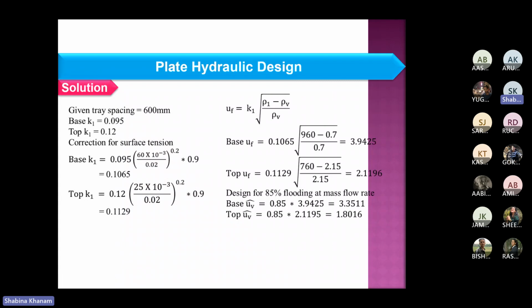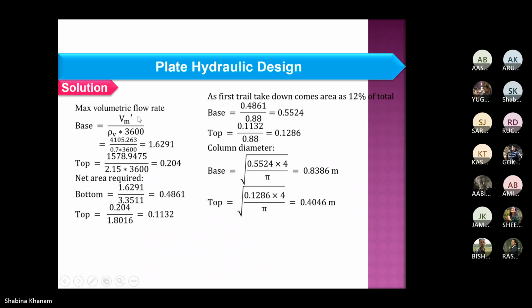Okay, now again we need to consider the volumetric flow. So maximum volumetric flow for top and bottom both we need to consider, and we can have the values of volumetric flow of vapor like this. Then net area we can calculate, which is coming like this. And again we are considering downcomer area as 12%. You can find top and bottom like this, and so the column diameter, which is coming as 0.83 meter, 0.84 meter almost. Okay, so this we will choose.